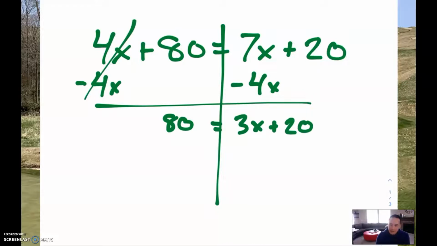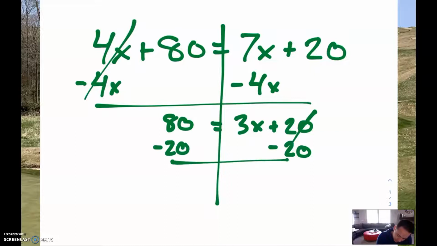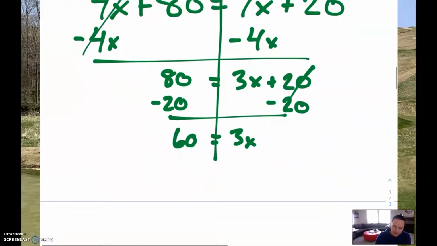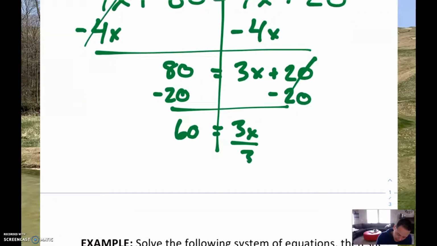And if we're trying to get x by itself, that 20, that has to go. So we're going to subtract 20. We're doing the opposite to both sides. And then the 20 goes away. 80 take away 20 gives us 60 is equal to 3x. And if we divide both sides by 3, we end up with x is equal to 20.